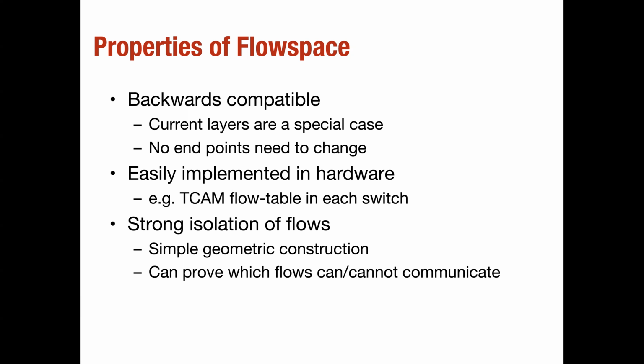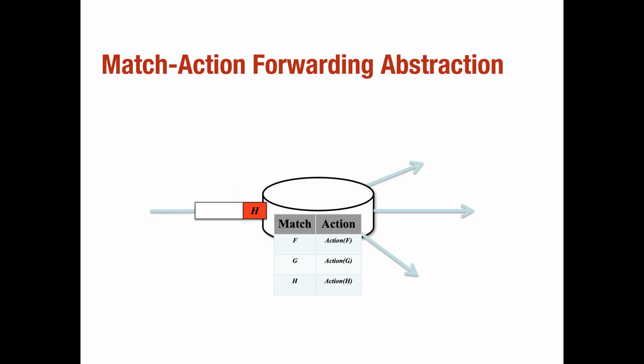So let's try to understand how the match action forwarding abstraction works. A packet header is coming in and the header is H. If I have a rule which says that if the fields in the header match H, then there is an action that is specified. You apply that action, which translates the header to H prime, and then sends that traffic, right?